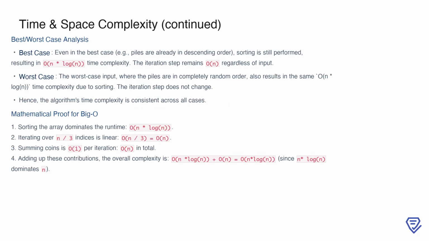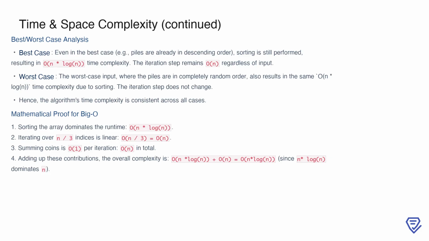Finally, let's analyze the best and worst case scenarios for this algorithm. Even in the best case scenario, such as when the piles are already sorted in descending order, the algorithm still performs the sorting step. This means the time complexity remains O(n log n), as sorting cannot be skipped. Similarly, in the worst case scenario, where the piles are in completely random order, the sorting step still has the same complexity, O(n log n). The iteration step, which is O(n), does not change based on input order. Hence, the time complexity is consistent across all cases.